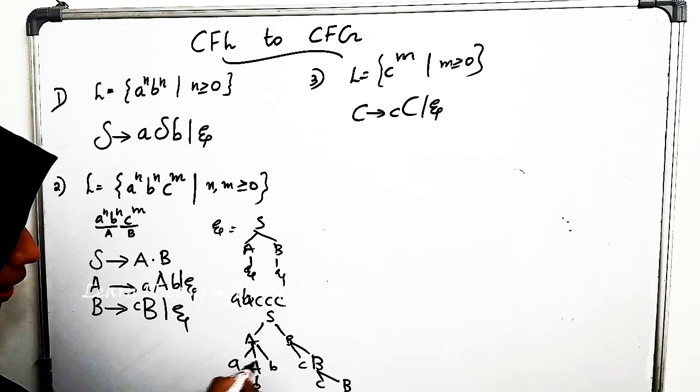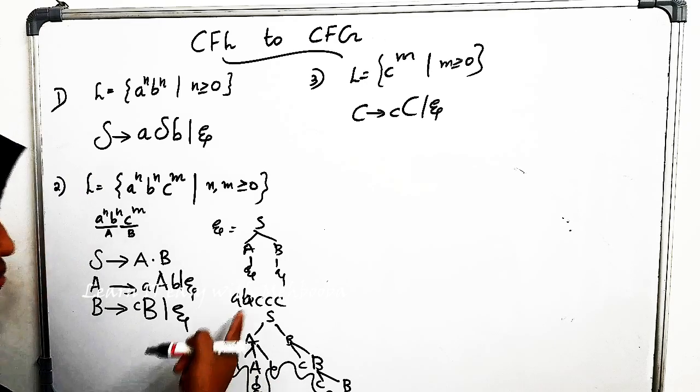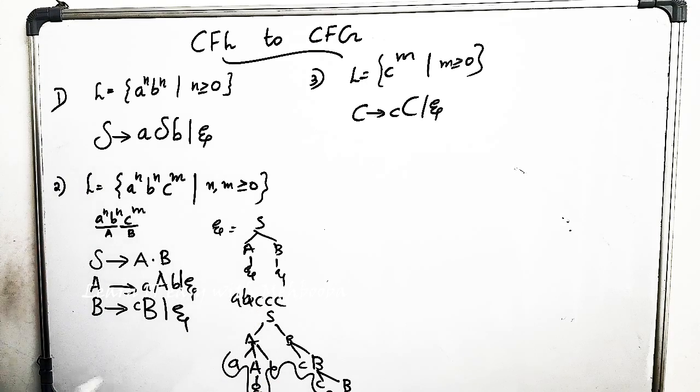Now read the leaf nodes from left to right. So A, B, C. This is exactly what we need. So this grammar is working perfectly. So this is how we do this. So we will move on to the next example.